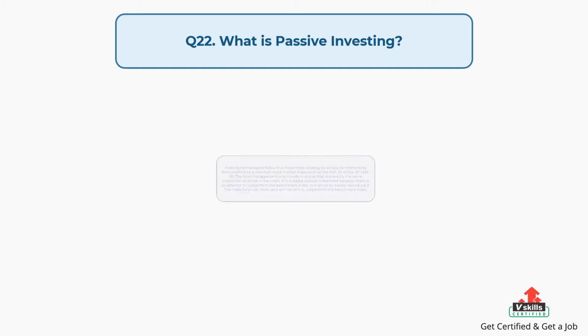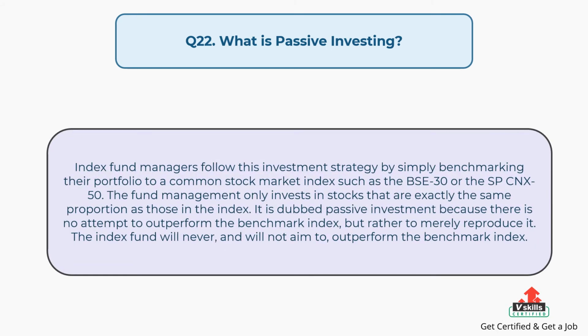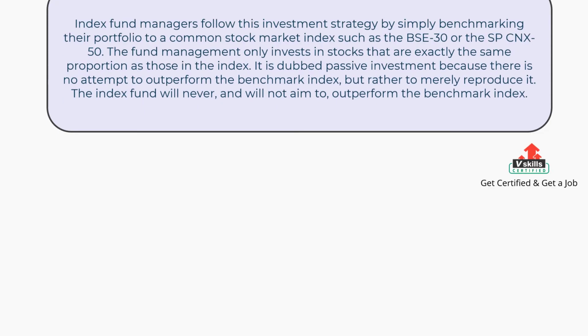Question number 22. What is passive investing? The answer is index fund managers follow this investment strategy by simply benchmarking their portfolio to a common stock market index such as the BSE 30 or the S&P CNX 50. The fund management only invests in stocks that are exactly the same proportion as those in the index. It is dubbed passive investment because there is no attempt to outperform the benchmark index, but rather to merely reproduce it. The index fund will never, and will not aim to, outperform the benchmark index.